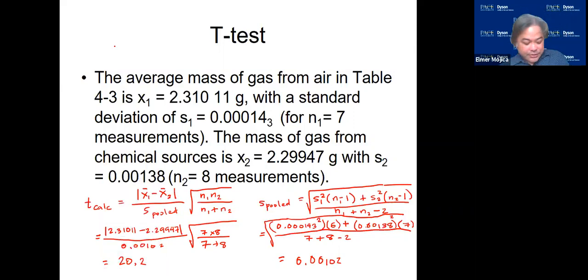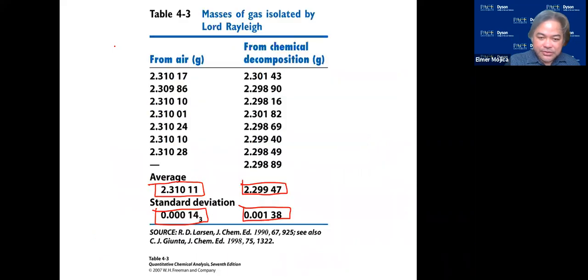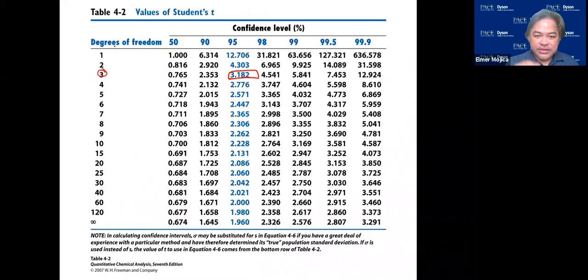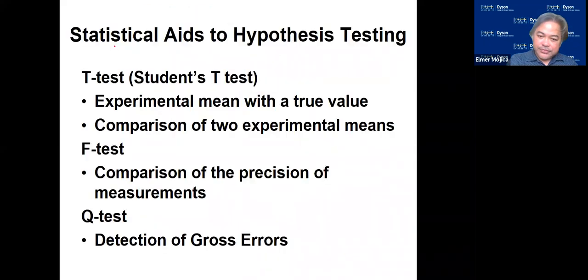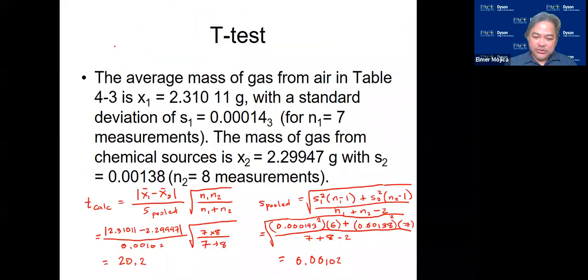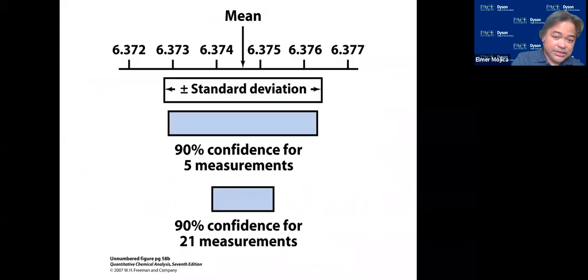Now the question now is, how am I going to compare this value with the T value? So what's the number that I'm going to compare it in this T table? What number will I use? Okay, so to determine the number that I'll use, you just go back here. So 7 plus 8 will give you 15 minus 2, so that will give you around 13. That is the degrees of freedom.